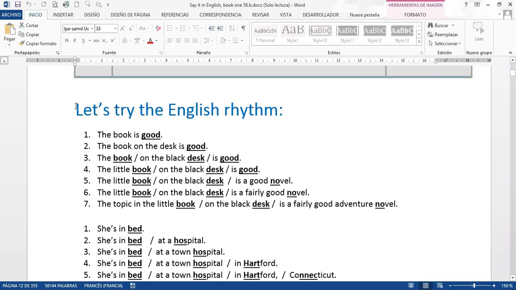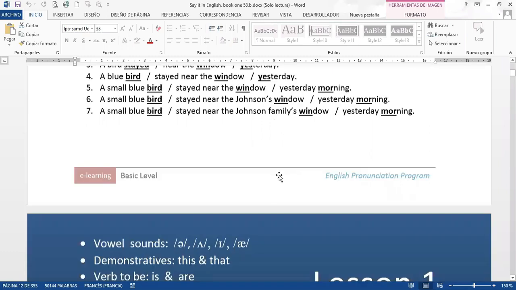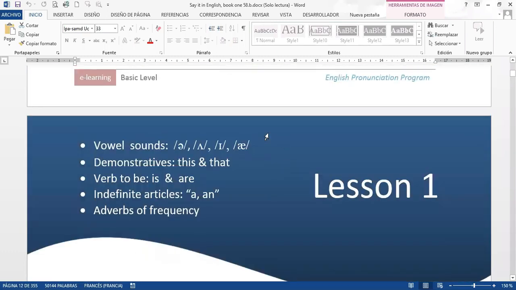Okay, so this is the rhythm. English rhythm works this way. All my book has been developed based on this structure, on this rhythmic pattern. We need to learn to imitate this rhythmic pattern. It's the rhythm of English.